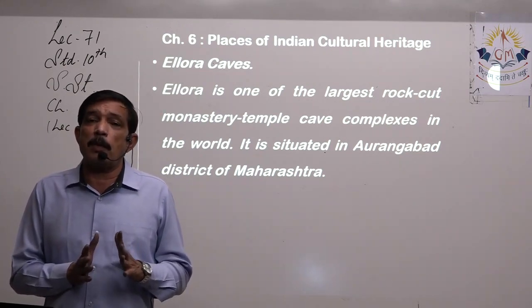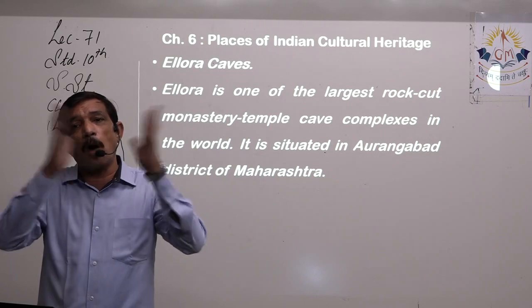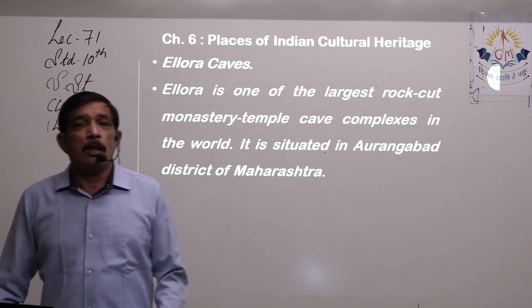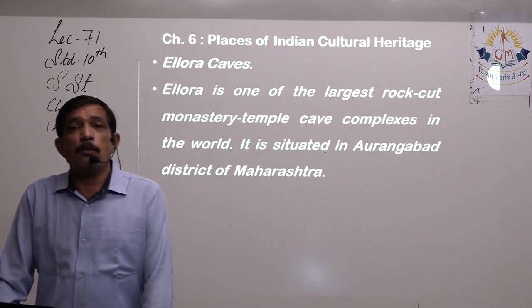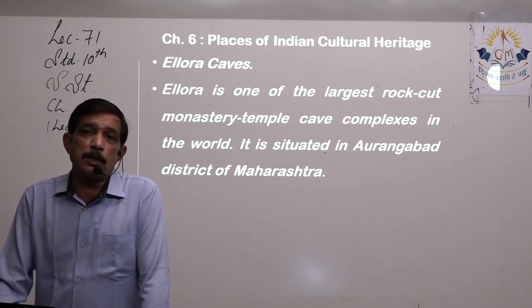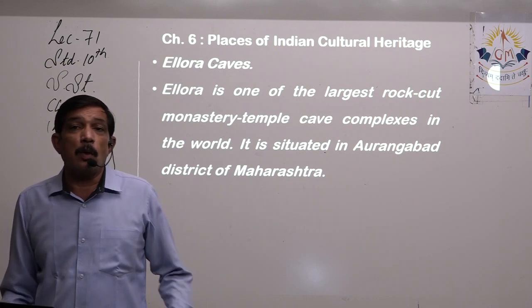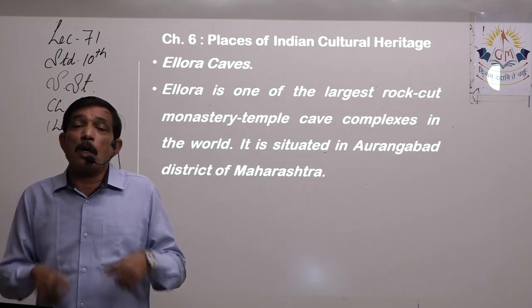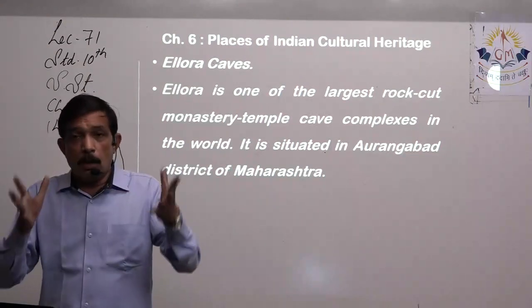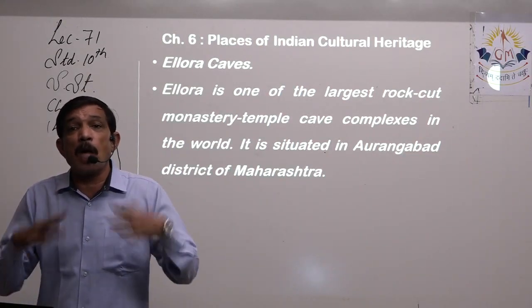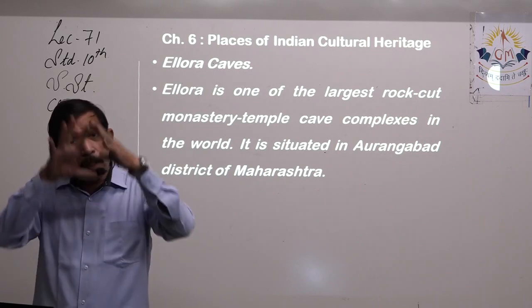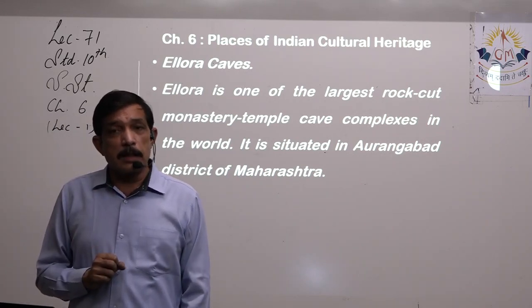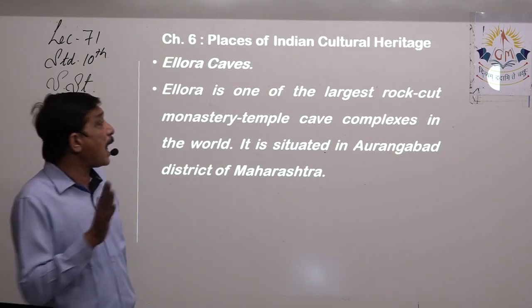Now, what do we understand by rock cut? There will be a huge boulder, say the size of 2 or 3 stories of our school, that much high and that much wide also. Out of that, a single mandir, or a temple or a monastery, will be carved out from the outside. There is no entry point inside, but it will be outside. From the outside it will be carved out and it looks like a temple. So Ellora is one of the largest rock cut.